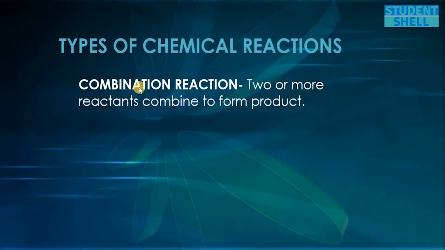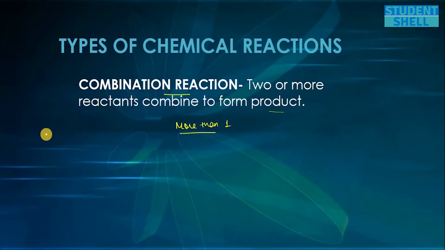Now the first kind of reaction is combination reaction. As the name suggests, two or more reactants will combine to form product. Now this product can be one or it can be more than one, but the main thing is that my reactants will be more than one in number. That's it. Now let us take an example for this kind of reaction.